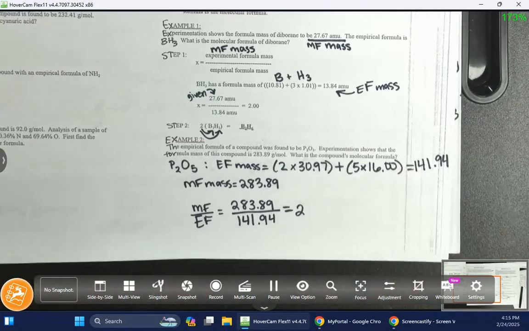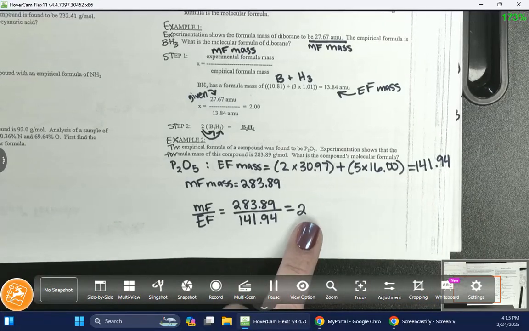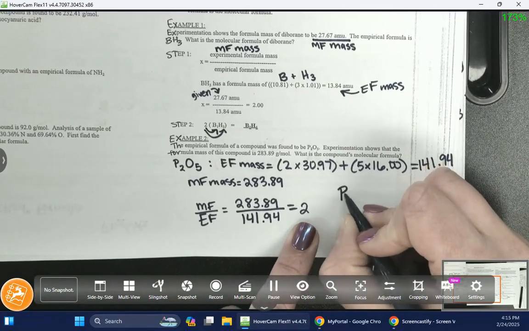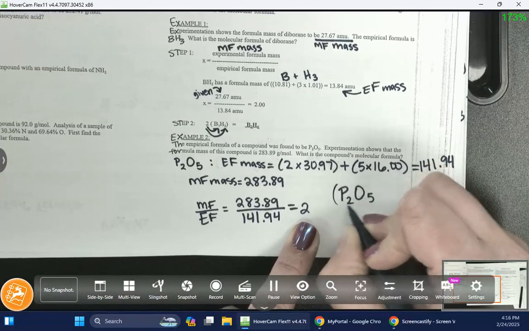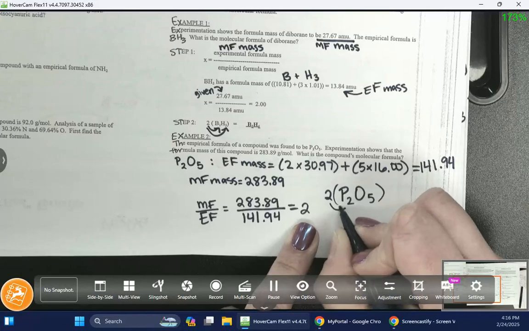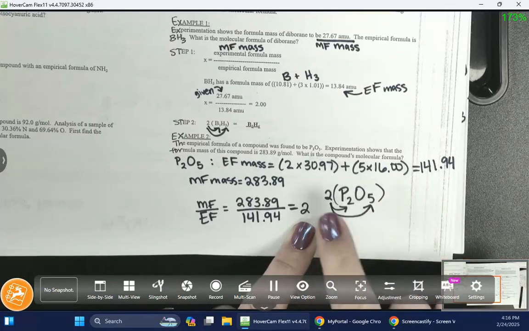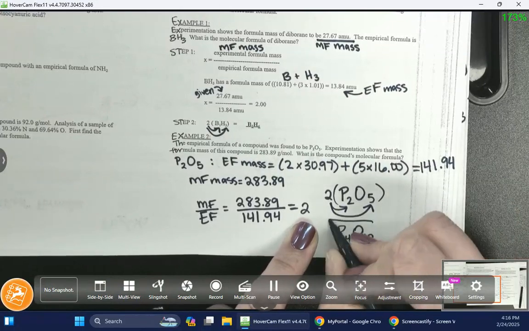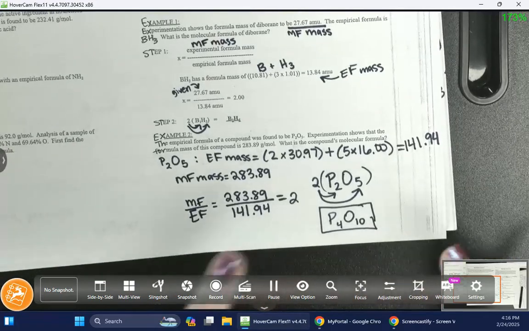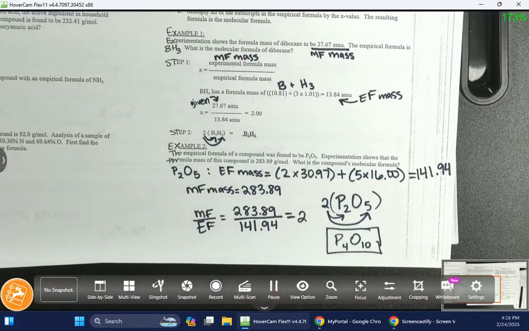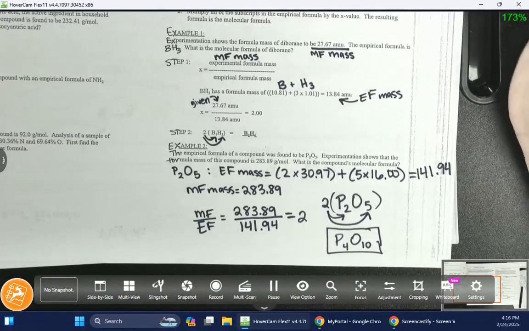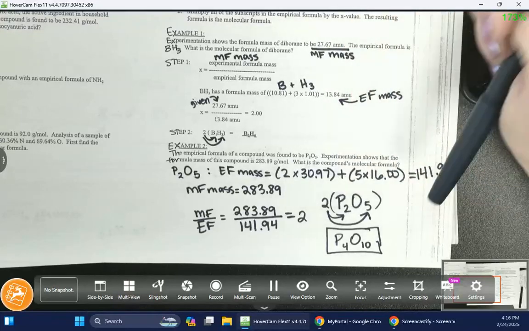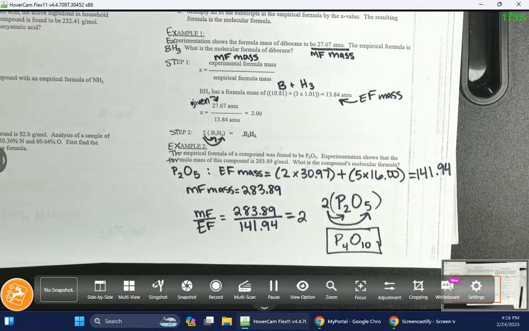So it's 2. The way we use it is we have our empirical formula, P2O5. We're going to multiply by 2. So that gives us P4O10. And that's it. So in my opinion, this one is a little bit easier because the most challenging thing that you have to do is figure out your empirical formula math sometimes. Okay? But other than that, those are the two formula things that we're going to be working with.